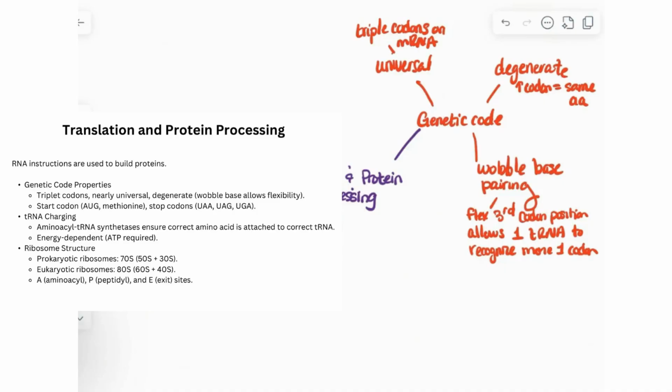ATP is required for this transfer RNA charging process. Then we have our ribosome structure, where prokaryote ribosomes are 70S, 50S plus 30S, and eukaryotic ribosomes are 80S, 60S plus 40S. In the ribosome structure, you have A, P, and E sites that are involved in the polypeptide chain process.